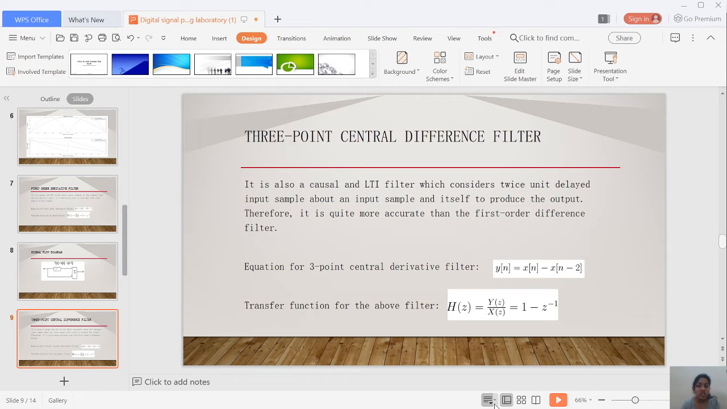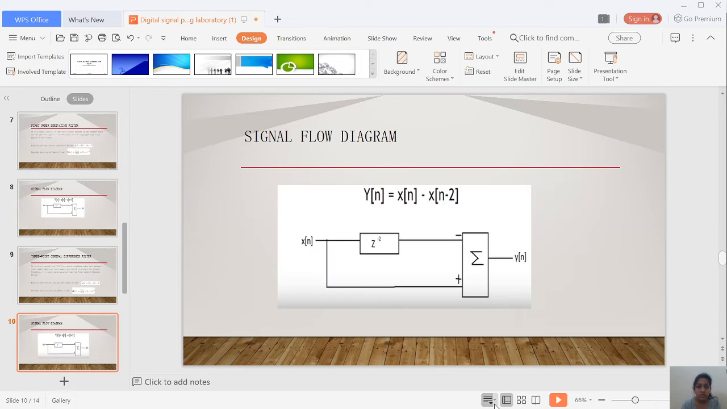So moving on to the 3-point central difference filter. It is causal as well as LTI because it depends on the previous input and the present input. Here the difference from the earlier filter is that the delay is 2 units. So it is quite a bit more accurate than the first order filter. So the equation for the 3-point central difference filter is y of n equal to x of n minus x of n minus 2. Here n minus 2 is the previous input which is delayed by 2 units, and the transfer function is given by 1 minus z inverse.